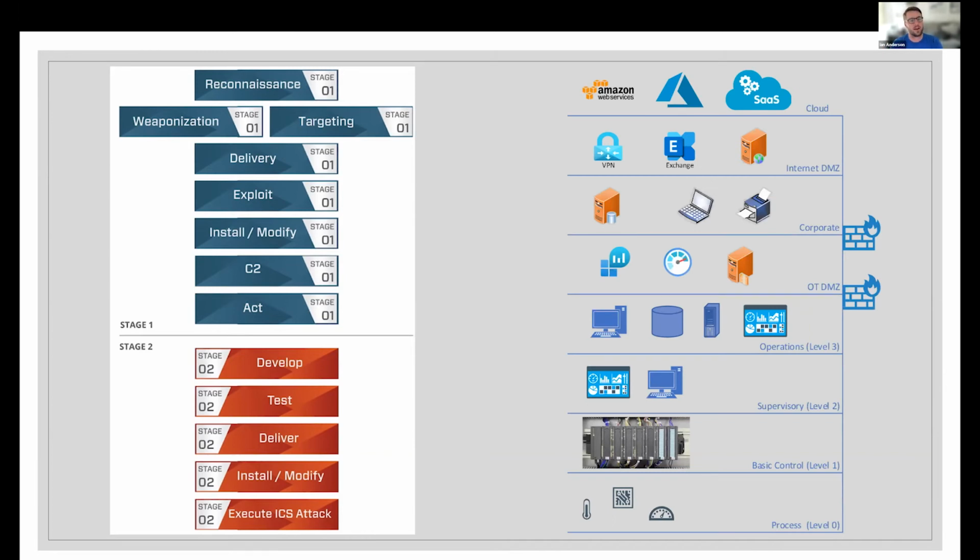When we work down the ICS Kill Chain, let's pair it with this other thing on the right, which is called the Purdue model. The Purdue model is a basic way to look at the different levels related to an OT environment. It starts down at the bottom at level 0, and those are your sensors and gauges and transducers and things like that. It moves all the way up through the OT DMZ, the DMZ between your enterprise network and your OT network, and all the way to the cloud. This is a very basic representation of what a lot of environments look like.